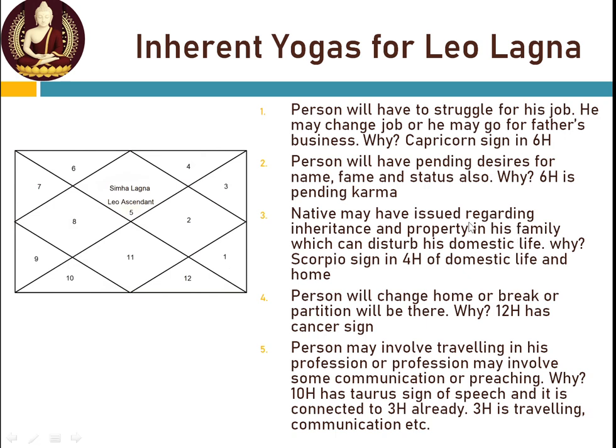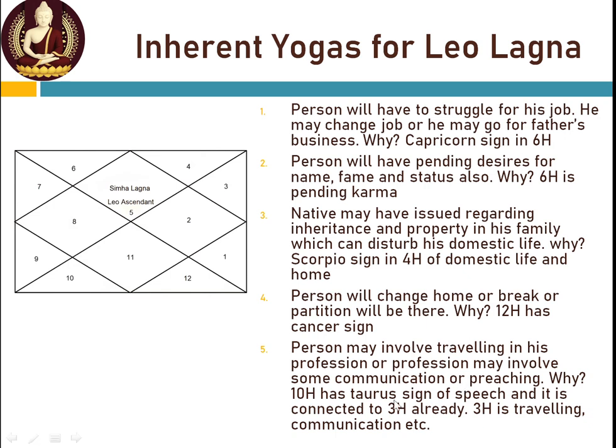Native may have issues regarding inheritance and the property in his family, and it can disturb his domestic life. Why? As I already told you, Scorpio sign is falling in the 4th house, and natural 4th house sign is falling in the 12th house. 12th house is past life, so maybe he has left something unfinished. 12th house shows left something unfinished. So some karma regarding 4th house significations left pending, and that's why in this life he will suffer regarding that.